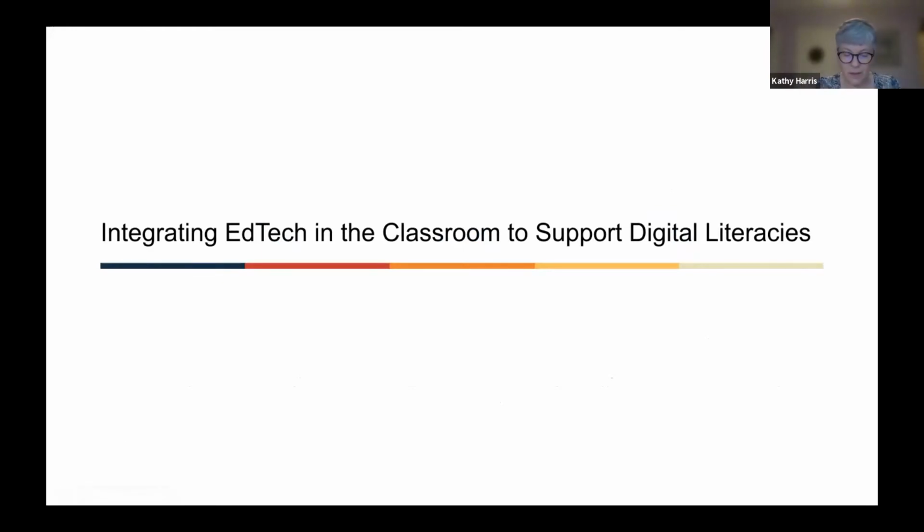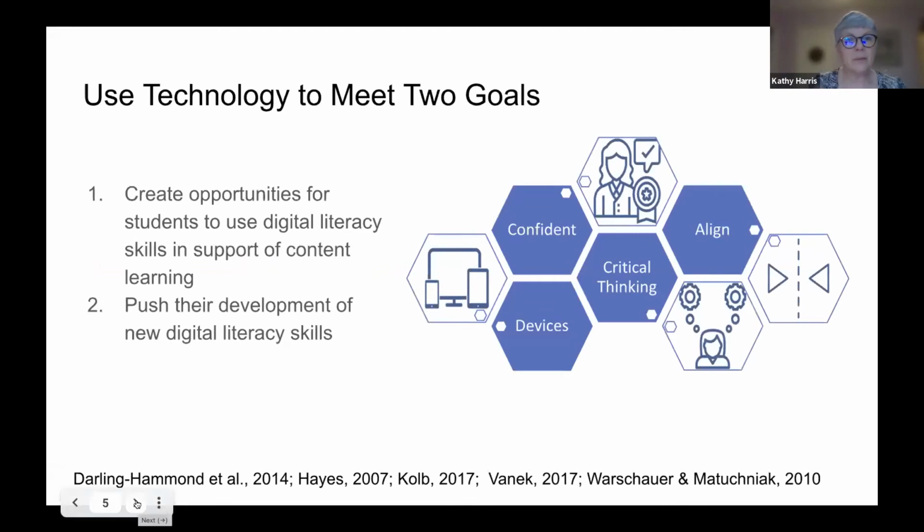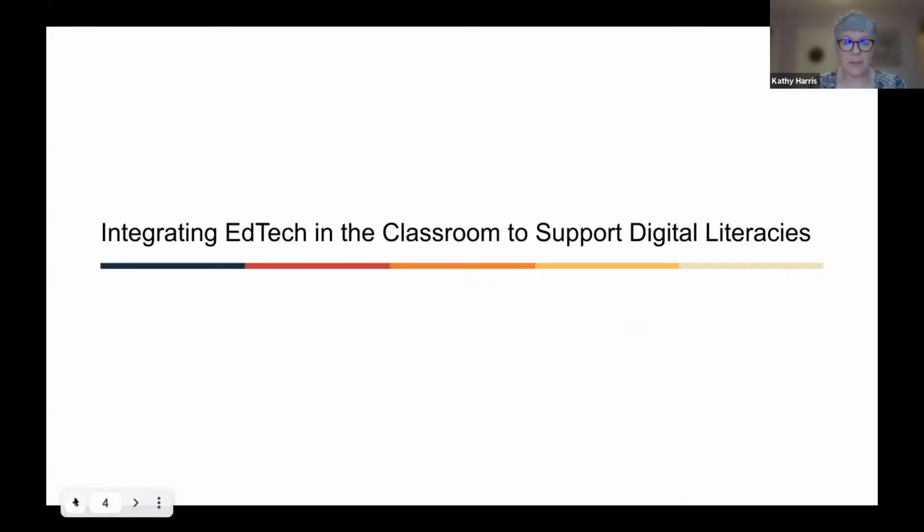All right, so to start with, let's talk about integrating EdTech in the classroom to support digital literacies. So we have to think a little bit about how to create opportunities for learning. We know that learning opportunities need to be timely, relevant, and connected to learners' lives.